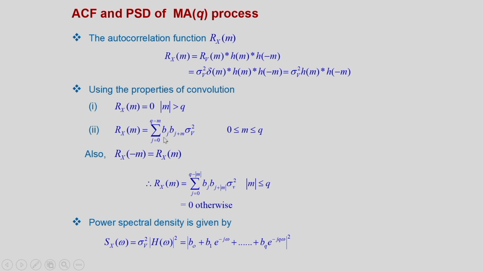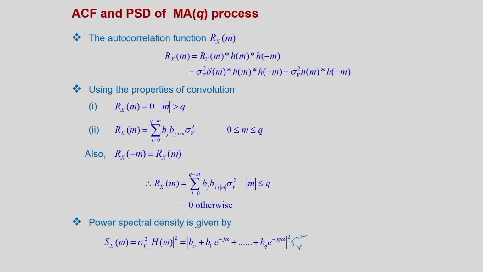Therefore, generalizing these two expressions, we can write R_x[m] equal to summation j going from 0 to q minus mod of m of b_j b_(j plus mod of m) sigma_v squared, where mod of m is less than or equal to q, and equal to 0 otherwise. This is the expression for the autocorrelation function of an MA(q) process.